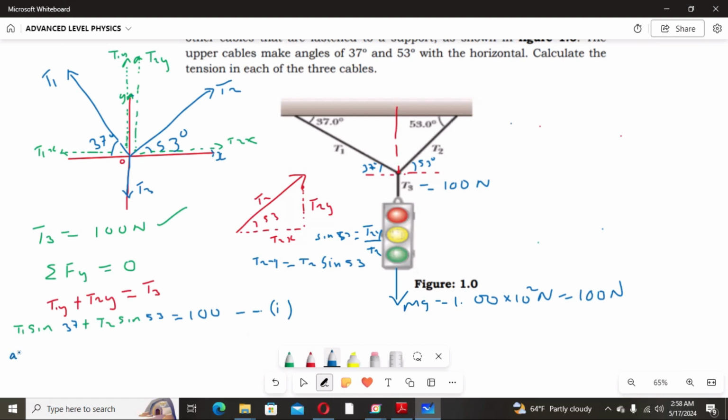Also, the sum of forces in the horizontal direction must be equal to 0. The sum of forces in the horizontal direction must be equal to 0. That implies T1x is equal to T2x.